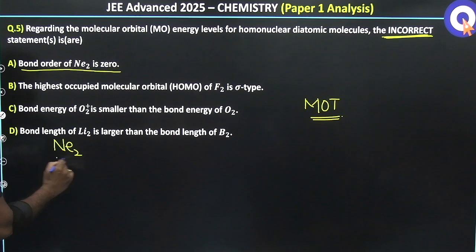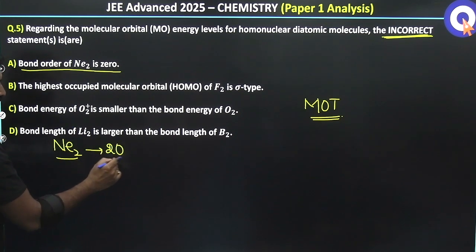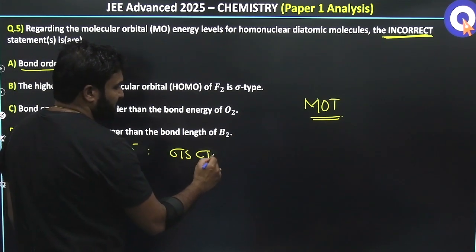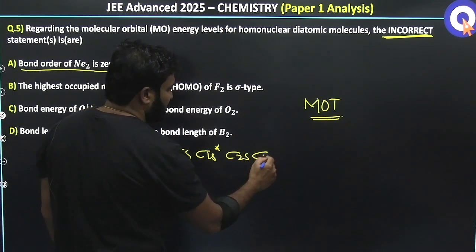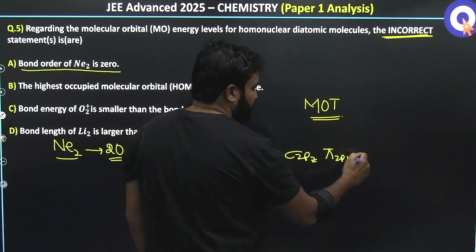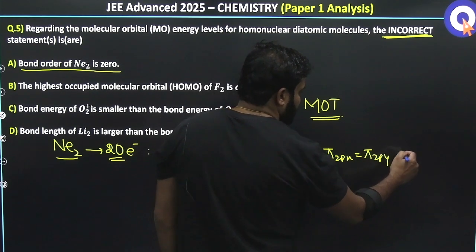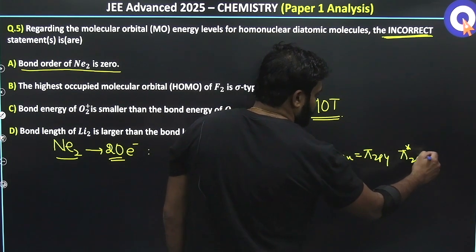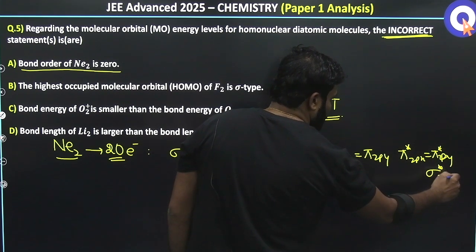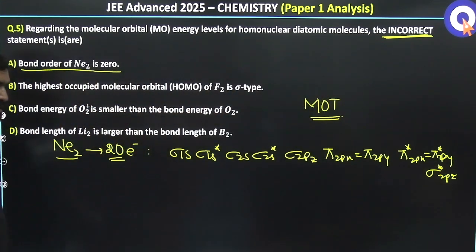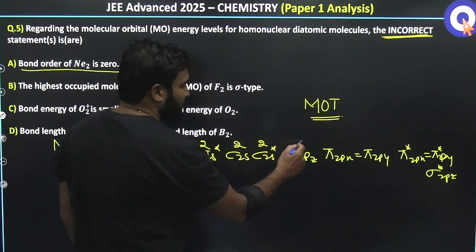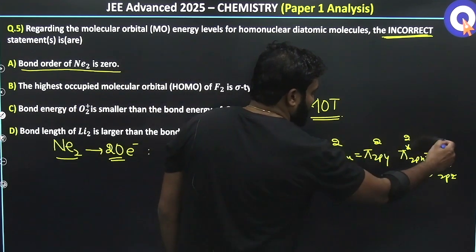Ne2, so how many electrons are there here? As we know, it is 20 electrons. When 20 electrons are there, how will we write it? Sigma 1s, sigma star 1s, sigma 2s, sigma star 2s, and we have sigma 2pz, pi 2px, pi 2py, and pi star 2px, pi star 2py, and sigma star 2pz. Now how many electrons do we have? 20 electrons, right? If you fill the electrons accordingly, we'll see whether the bond order is zero or not.